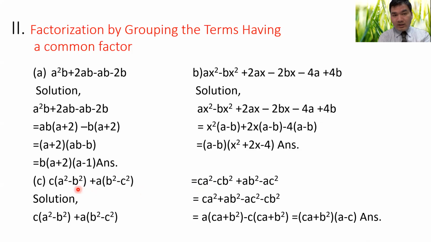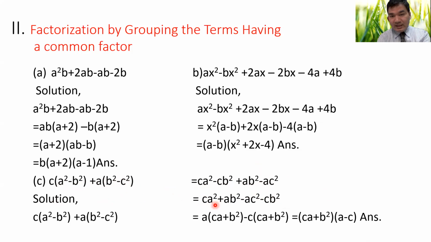Open the bracket: c into a square, ca square, and c into minus b square, minus cb square, plus a into b square, plus ab square, and plus into minus is minus, and write here a into c square, ac square. Okay, now shuffle the terms. This one we have to change the place. Now we are keeping the second term last. Put the second term last and check whether they are in the correct group or not.